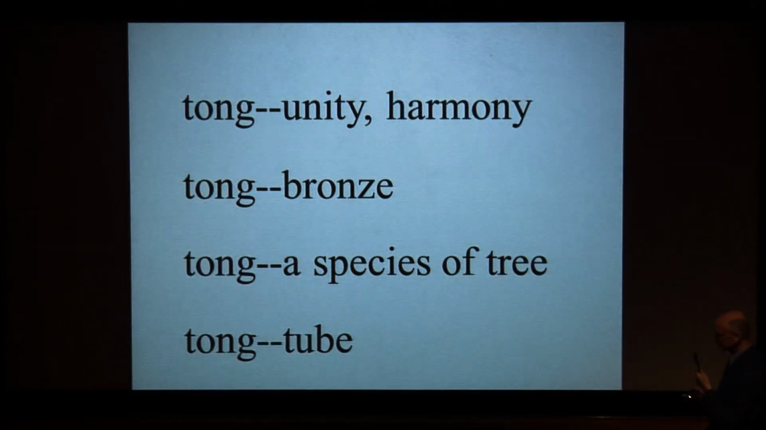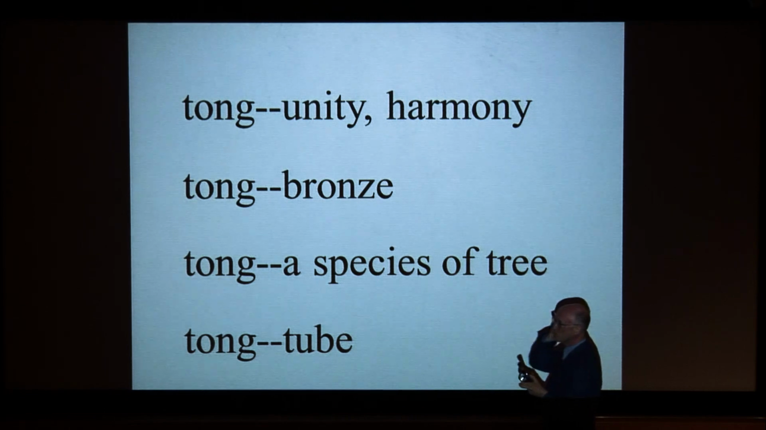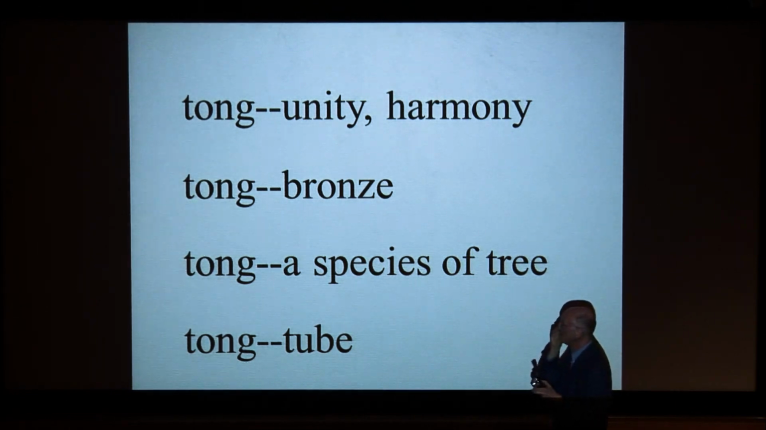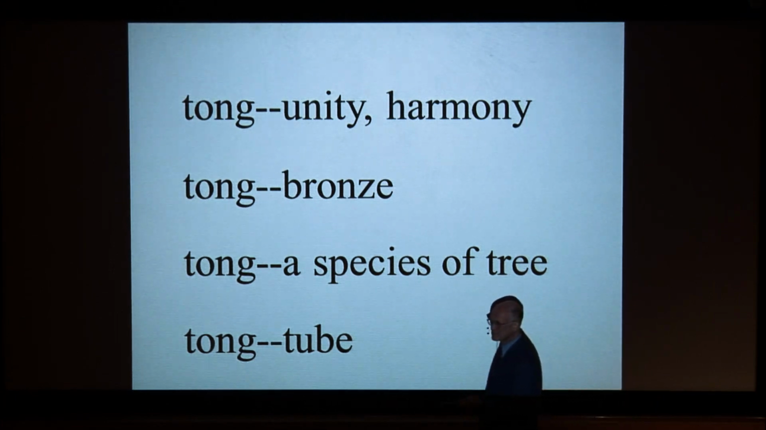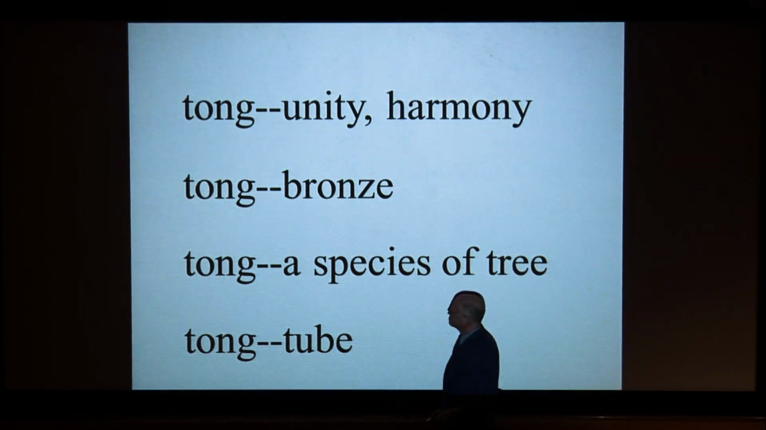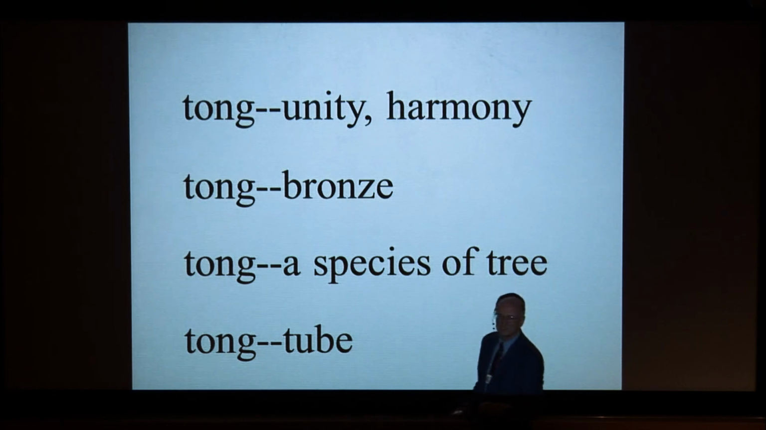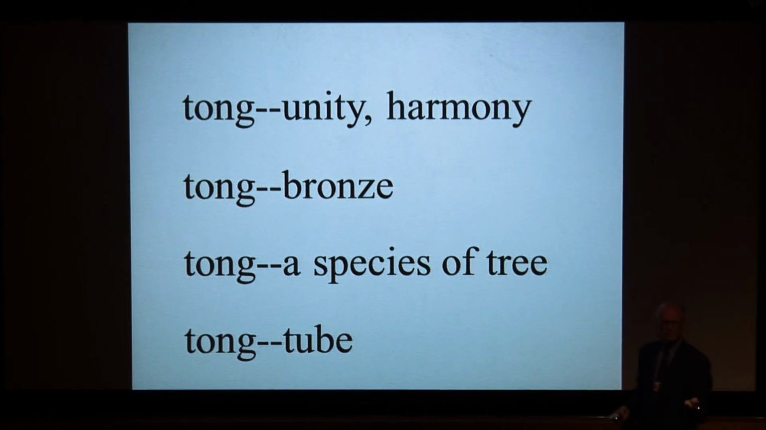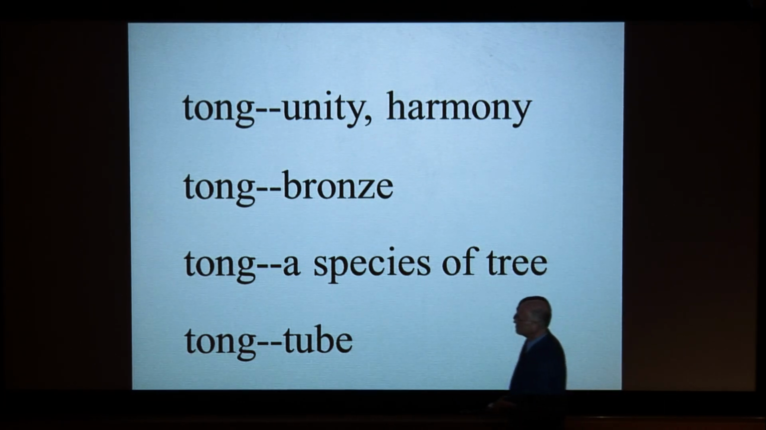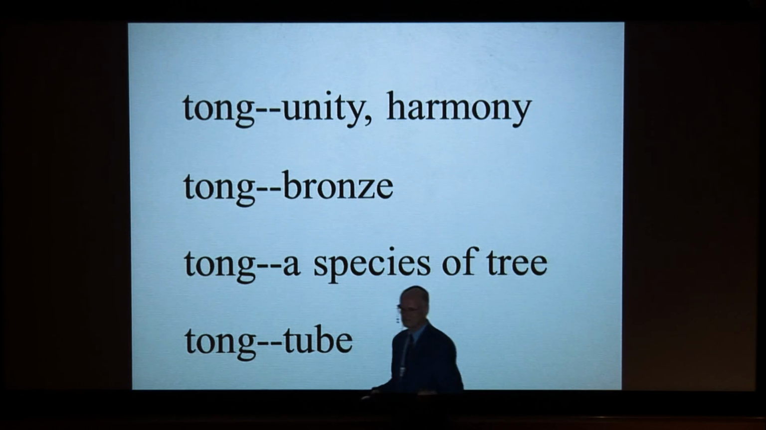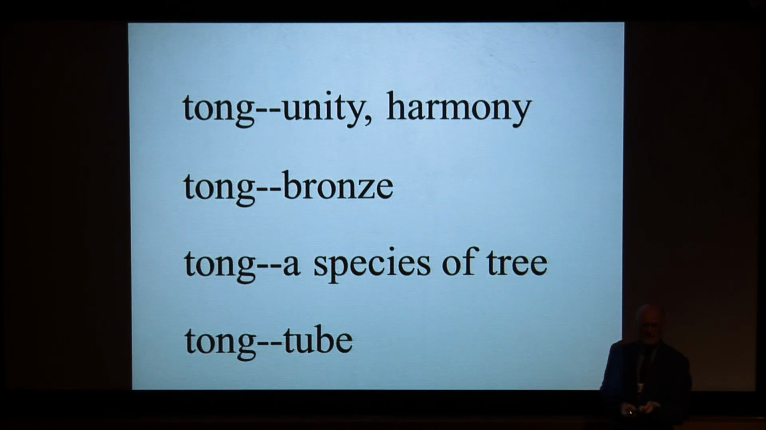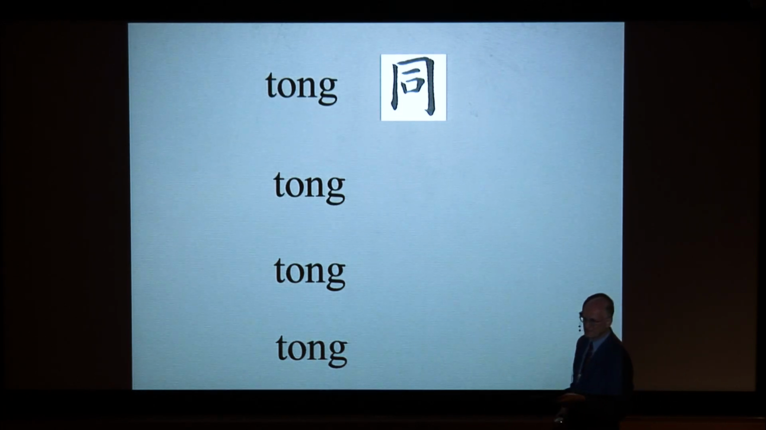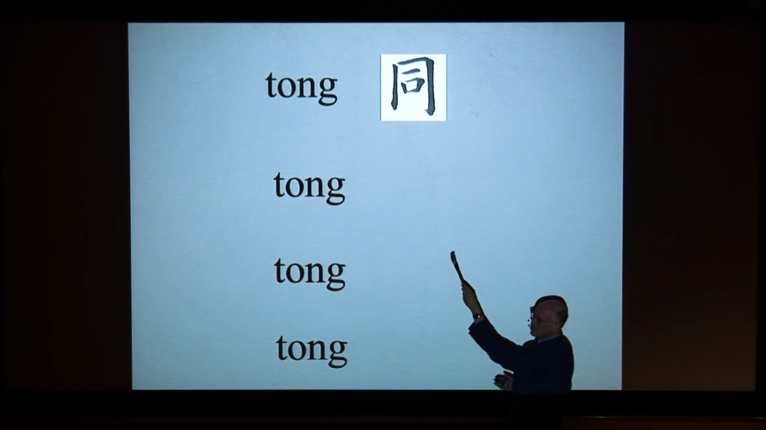For example, there's a word called tong that means harmony or unity, things brought together. There's another word pronounced just the same way, tong, that means bronze. Tong is also a species of tree. I think it's a linseed tree. And then there's a word tong, third tone, scooping tone, in Mandarin Chinese that means tube or pipe. So let's start and invent, as the scribes did, a word for harmony.